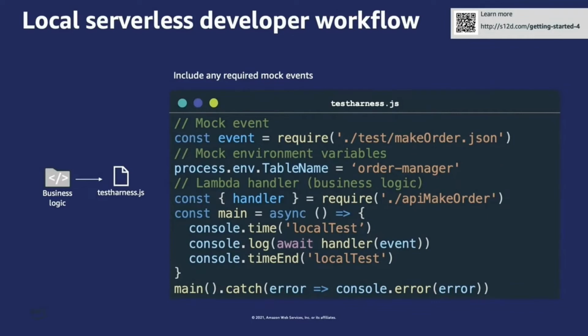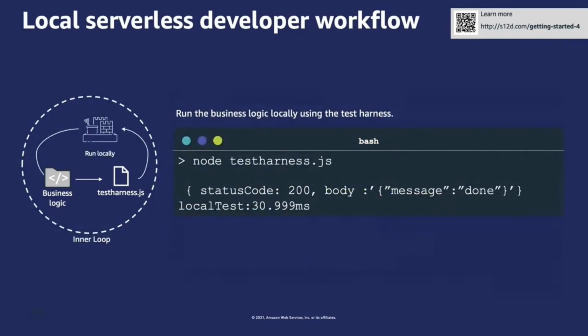So this makeOrder.json is a test event payload from API Gateway. Then what I do is I use the CLI to run this test harness file, which in turn runs my Lambda function handler, and you can see the response there that I get from my function handler and the amount of time it took that code to run. Now, obviously, I would need the runtime installed on my local machine, which in this instance is Node, which allows me to run my test harness file.